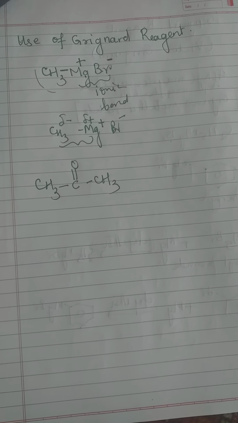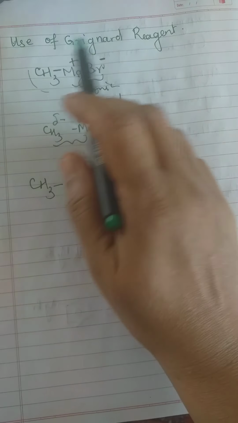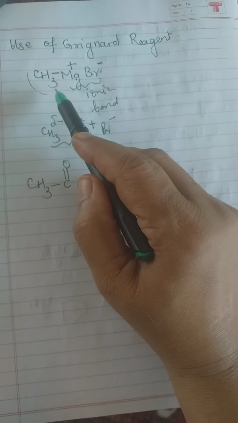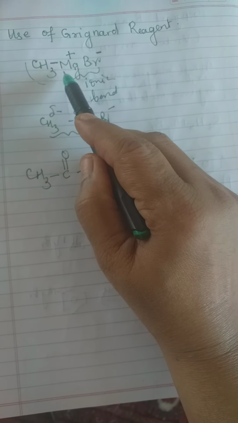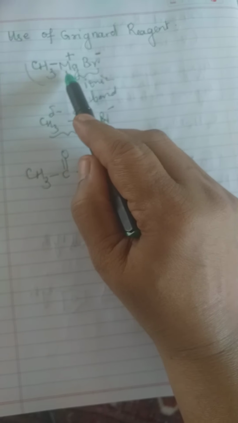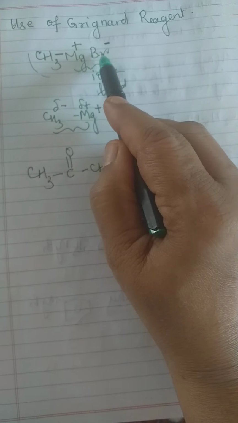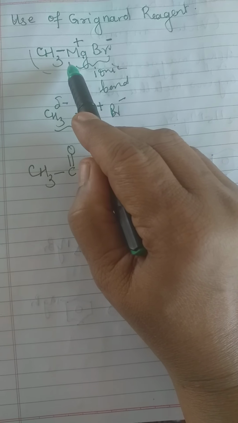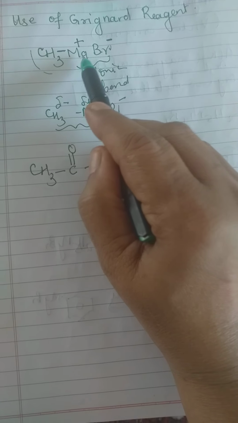Okay, let us now learn the use of Grignard reagent. Now, Grignard reagent, we already saw, is an alkyl magnesium halide. हमने देखा था CH3MgBr, alkyl magnesium halide. Now how is the bond in this case between magnesium and bromine?